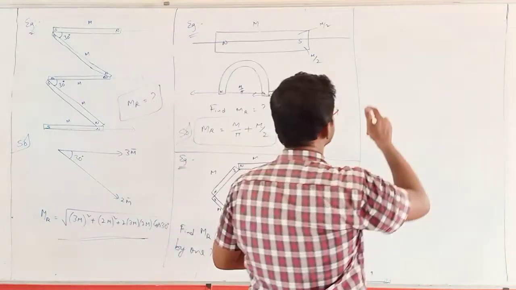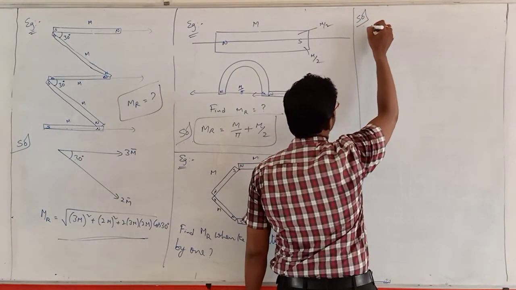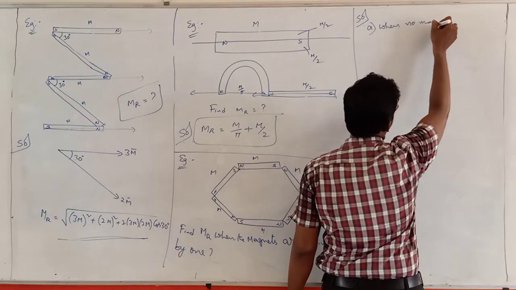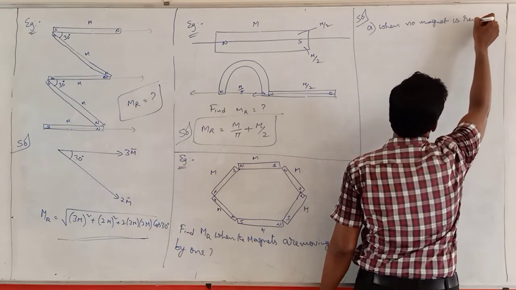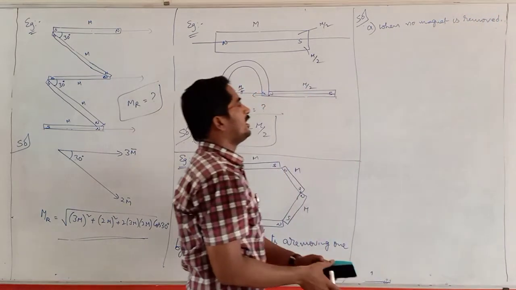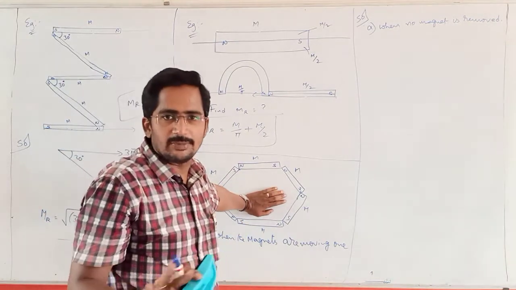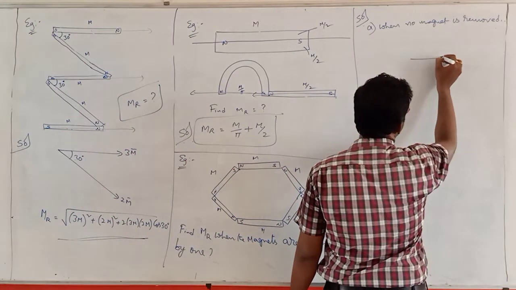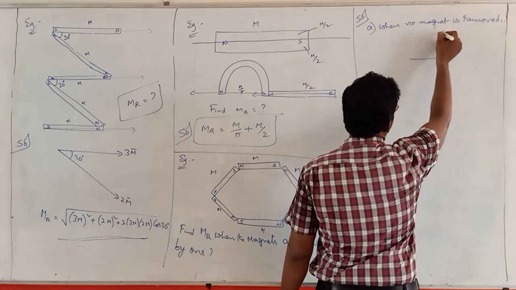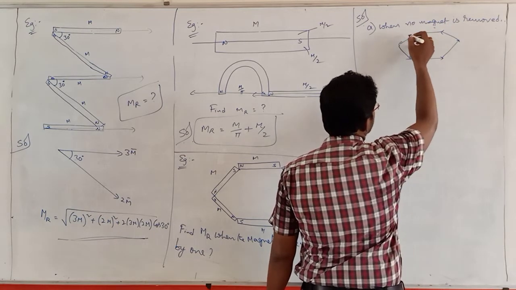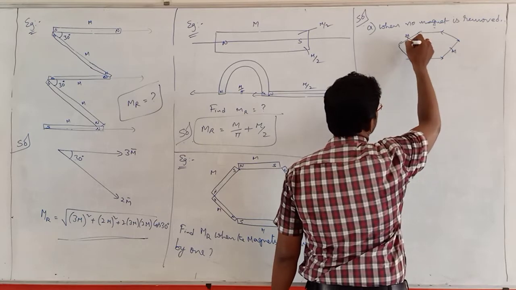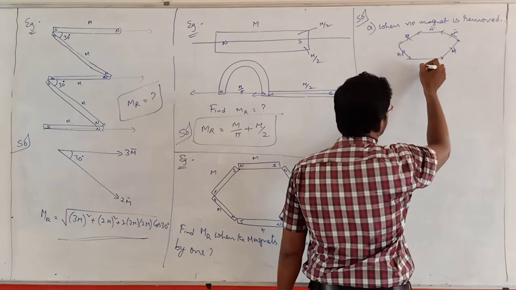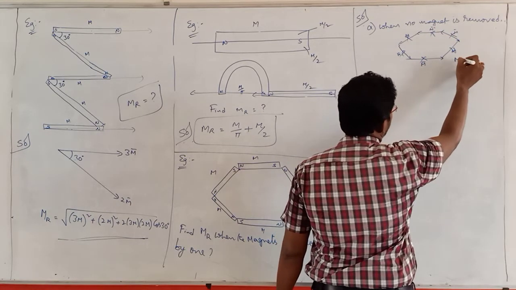See, solution. First one, when no magnet is removed, that means the total setup will be like this, no magnet has been removed. Then what is the resultant moment? 0. Why? Because this is M, this is M, this is M. So this vector cancels, and this vector cancels, and this vector cancels. By that, the resultant moment value is 0.